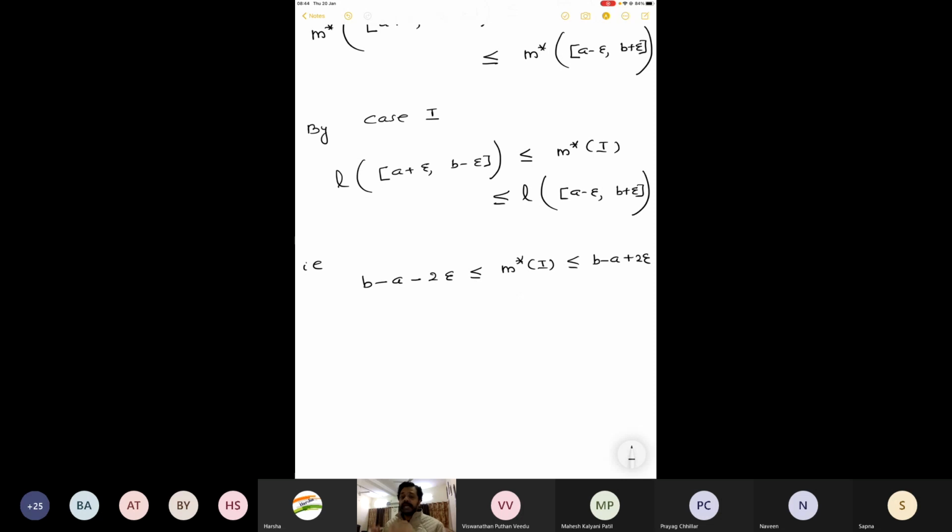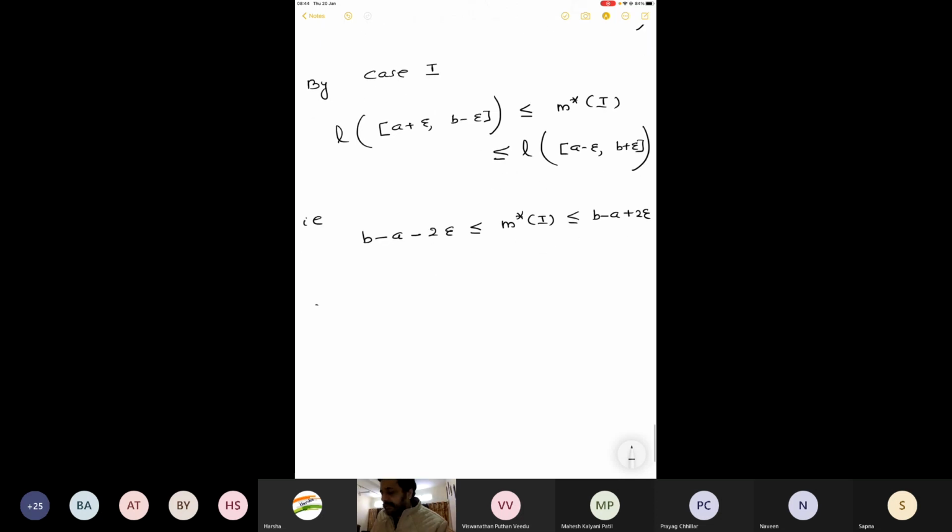For what epsilon? For any sufficiently small epsilon greater than 0. Remember, epsilon greater than 0 is arbitrary. This will imply M star of I is equal to B minus A, since this is true for every sufficiently small epsilon greater than 0. So the measure of I is equal to the length of I. So from a closed bounded interval, we went up to any finite interval.